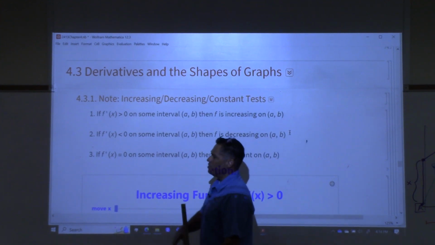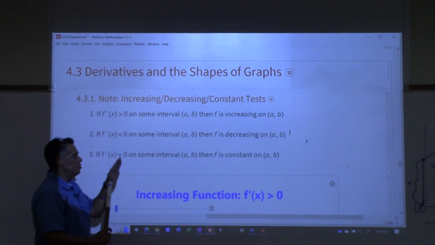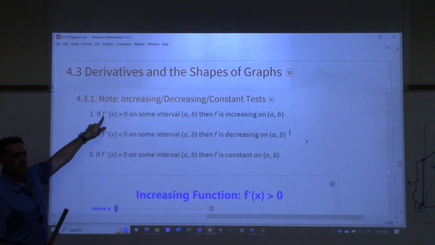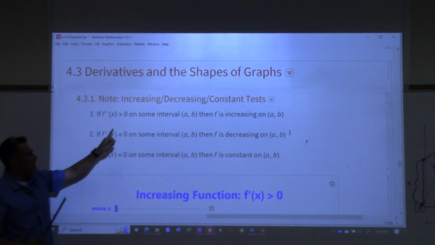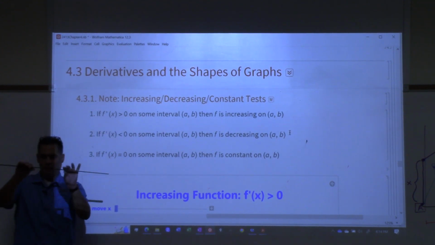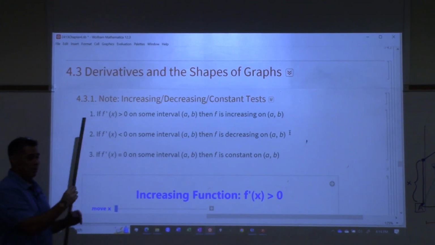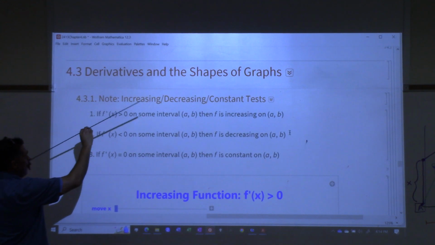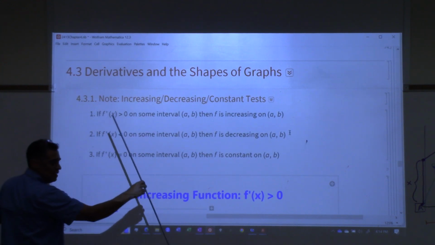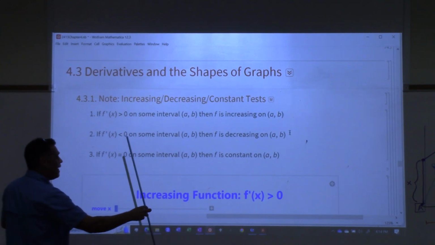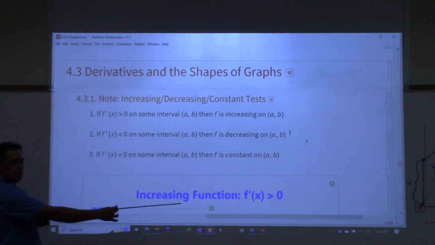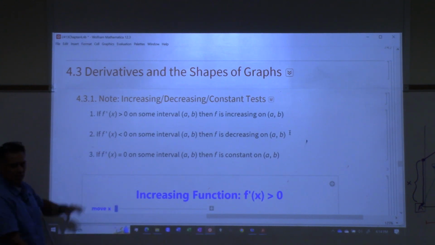If your function is going up, do you agree that the derivative at the points where it's going up should be positive? Yes. The slope of your tangent line should be positive at those points. If your function goes down, the derivative should be negative. And if you're flat, constant, your derivative should be what? 0. And that's what this first note is about.